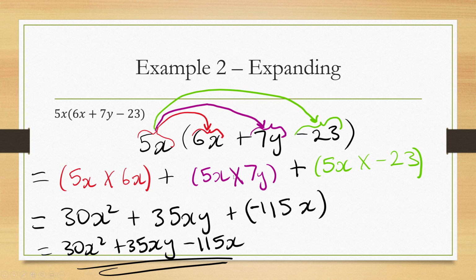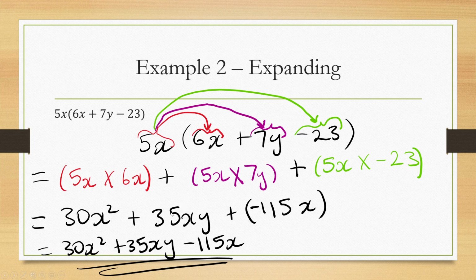Now let's move on. Everything inside here is going to be plus, so you're just going to keep this plus here. Now what we're going to do is 5 multiplied by 7. 5 multiplied by 7 is 35.